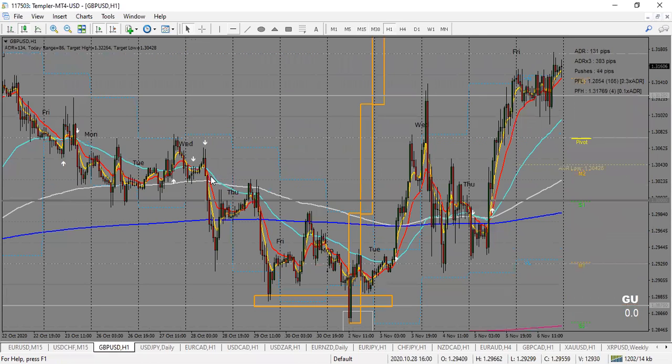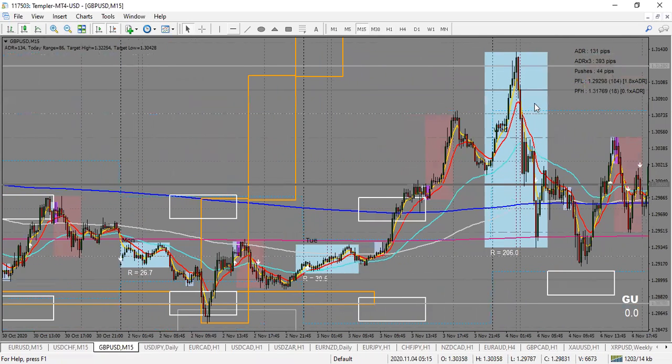And coming to GBPUSD, we also had a peak formation low. The dealer started setting the peak on Thursday, where he applied the brakes, and then on Tuesday is where it started moving. So this was a peak formation low.